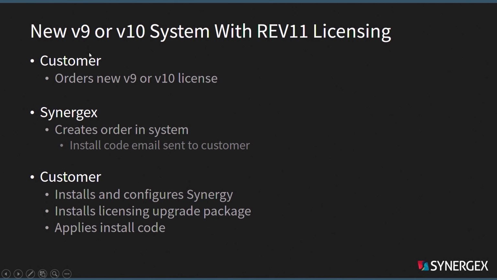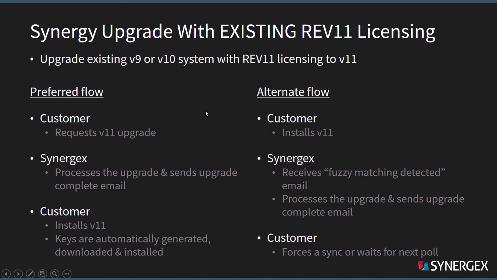If you want to install a new version 9 or 10 system, but you want to immediately put Rev11 licensing onto it, which is another valid scenario, then again, it's best if you pre-order it. So just order your new license. Synergex will create the order in the system, and they will send you the install code as a result of processing that order. Then you just install Synergy, configure Synergy, then apply the licensing upgrade package before you do anything else. So you do your normal install, then put the license upgrade on there, and then apply the install code immediately, and the keys should just flow down again. So it's a very similar process, just slightly different depending on what the scenario is.